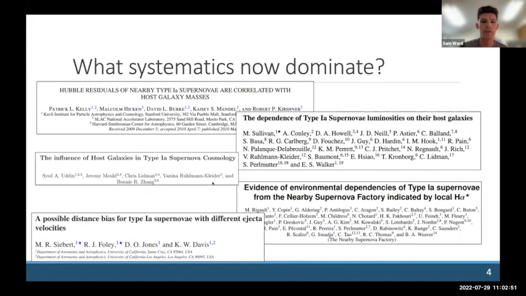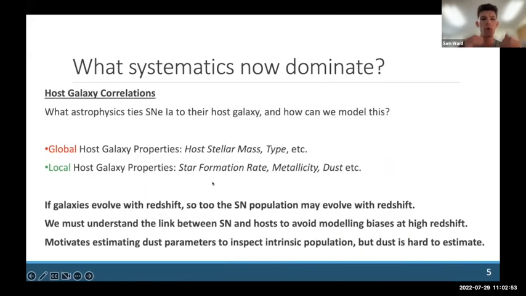Understanding the astrophysics here is really important because galaxies evolve as a function of redshift. So if there's some astrophysical tie there, then so too the supernova population may evolve. To avoid biasing our distance estimates at high redshift, we really need to understand the astrophysics here. In turn, we want to be looking at correlations between the intrinsic supernova population and the host properties, but this is a difficult thing to do because it requires accurately estimating the dust.